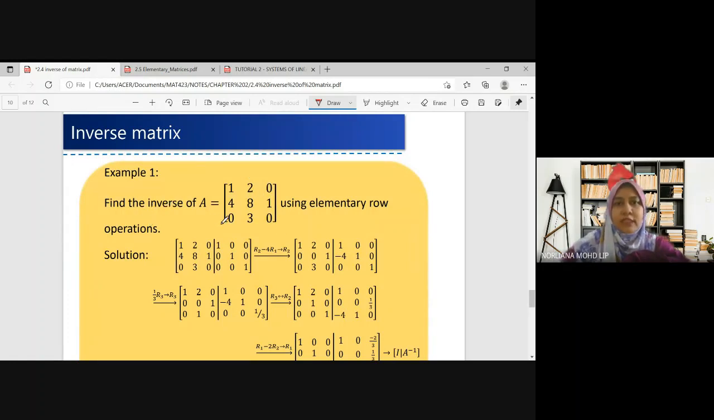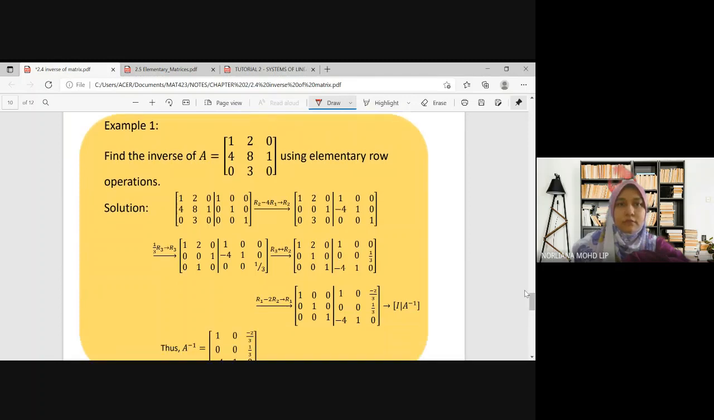Find the inverse of A using elementary row operations. First, we have to write this matrix in this form: the matrix A next to the identity matrix. Then we use the elementary row operations until we get the identity matrix at the left hand side, and it is equal to the inverse of A at the right hand side.